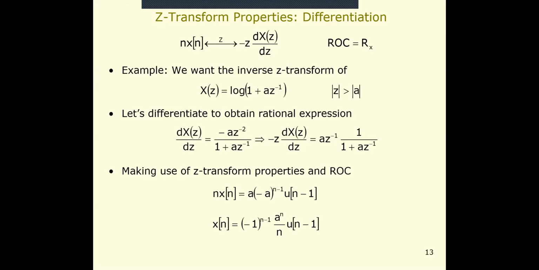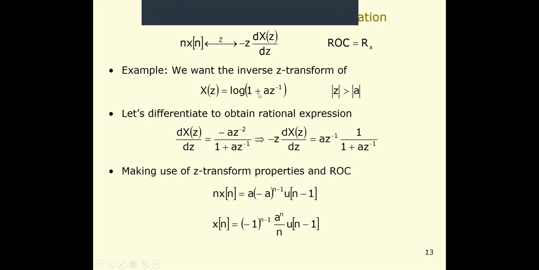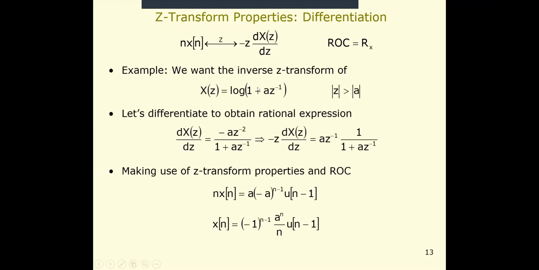Look, please. First of all, to get rid of the log, I'm going to differentiate X of z. So dX of z by dz will be 1 over 1 plus a z to the minus 1, okay? We said that the derivative of ln of x will be 1 over x. Here, these brackets represent the x. So it will be 1 over 1 plus a z to the minus 1. Now, inside the bracket we have a dx. It will be dx over x. So d of this brace will be what?